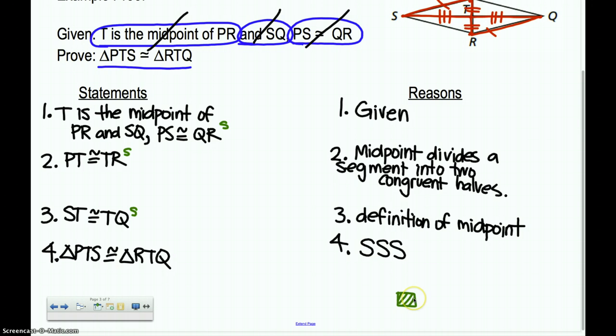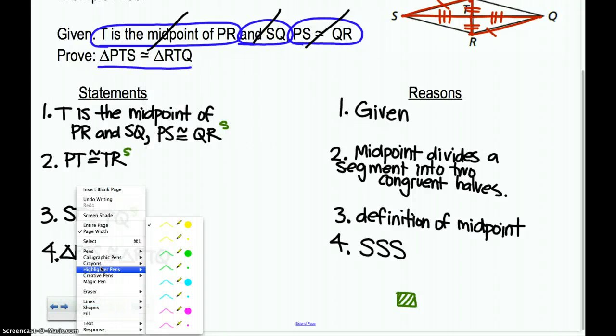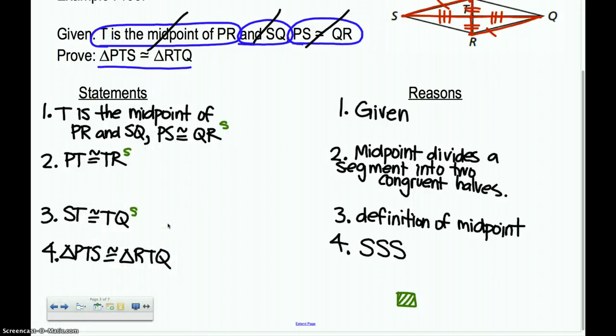Side, side, side gets used when you can show three sides of one triangle congruent to three sides of the other. How did we get to those sides? Let's go back and recap. We started off with given 1. We were given one side automatically congruent here, PS and QR. That was given to us. Didn't have to do any thinking, just had to do some writing. Okay? The other two we took from the midpoint idea.